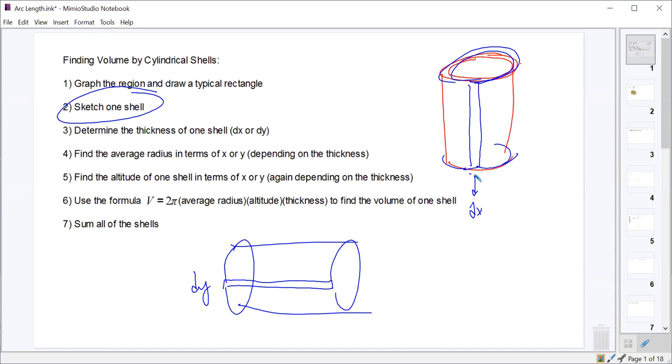Then we find a generic representation of the radius and of the height, or the altitude. And then we use the formula for the lateral surface area of a cylinder, 2 pi rh, right? Circumference times the height. We multiply that by the thickness, the dy or the dx, to find the volume of one shell. And then we use an integral to sum together all of the shells. Does that make sense? Yeah. All right. Spectacular.